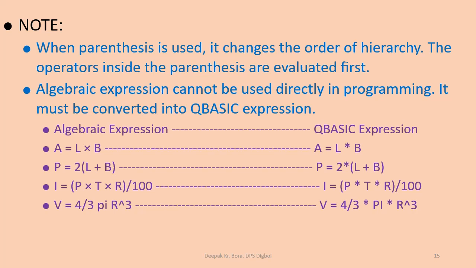Similarly, the algebraic expression P = 2(L + B), this parameter is equal to 2 times L plus B, but in BASIC we have to write P = 2 * (L + B), because the computer will not understand that there is multiplication between 2 and (L + B). So in this way we have to convert the algebraic expression into a QBasic expression.